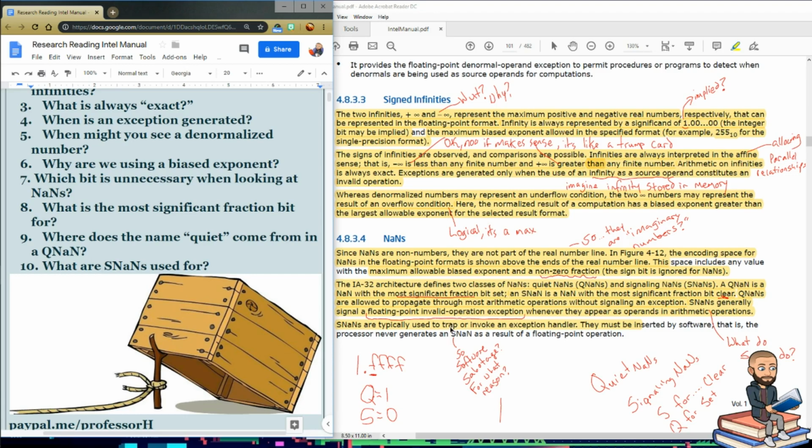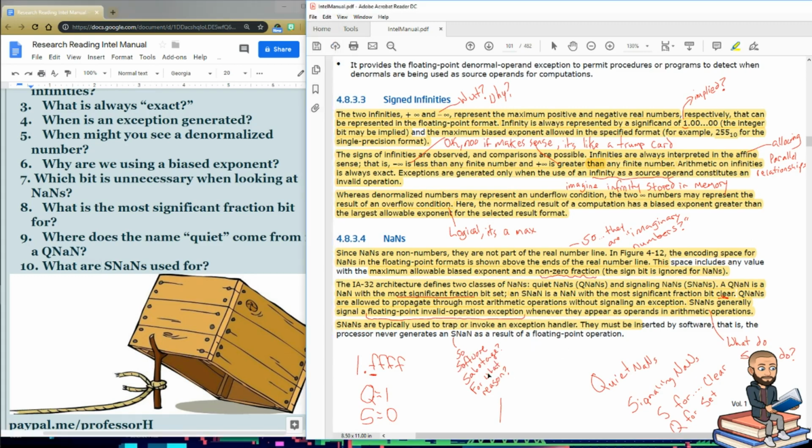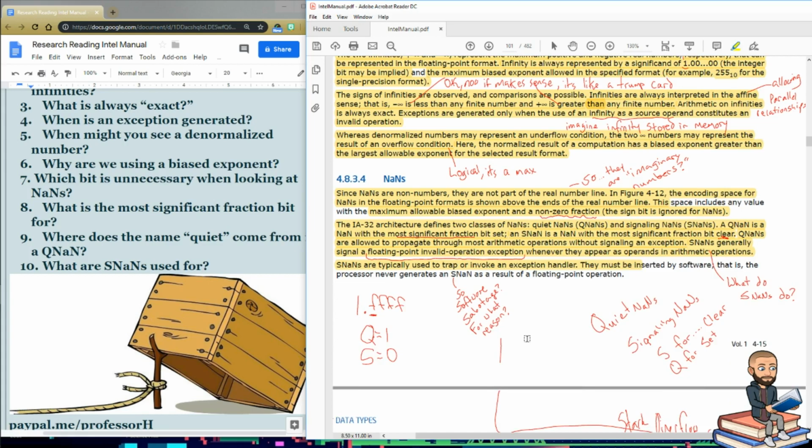And seeing that term trap or invoke an exception handler just made me think of that Elmer Fudd Bugs Bunny kind of trap. And after reading this, I was wondering, why would you want to do that? Is this some type of software sabotage? For what reason are we trapping or invoking exception handlers? Well, the manual will answer that pretty immediately, but I'll leave you on a cliffhanger.